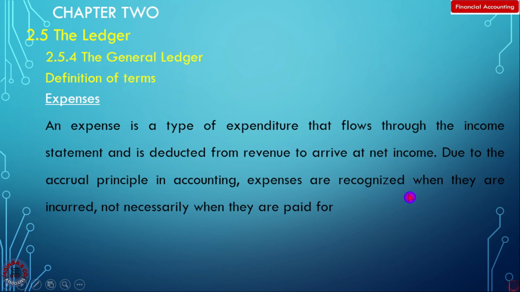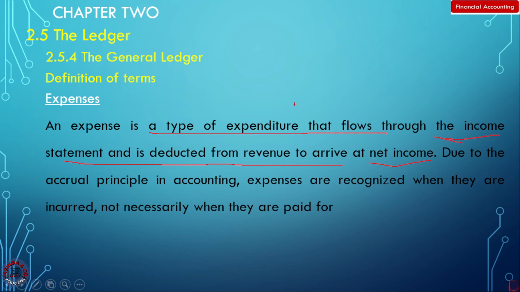When we talk about expenses, we are saying that an expense is a type of expenditure that flows through the income statement and is deducted from revenue to arrive at net income. So those kinds of expenditure that deduct from your revenue to come to your net income, we call them expenses.